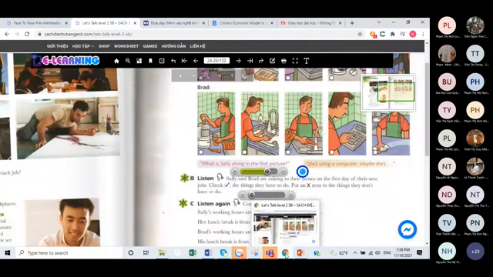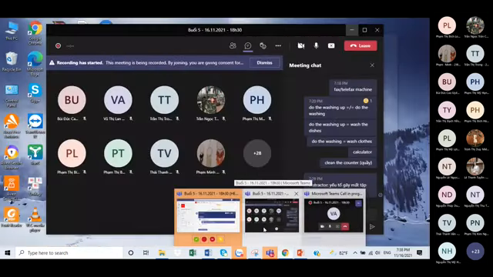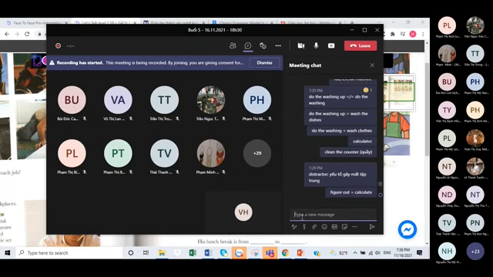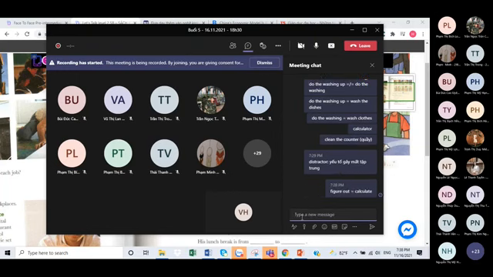To figure out means to make out, to calculate. This verb is usually used in spoken language. Figure out. It means to calculate. All right. So you don't have to. You are not allowed to have any contact with the customer. All right. Now.